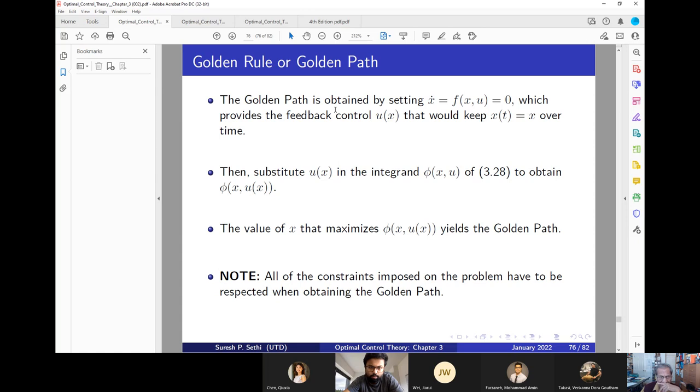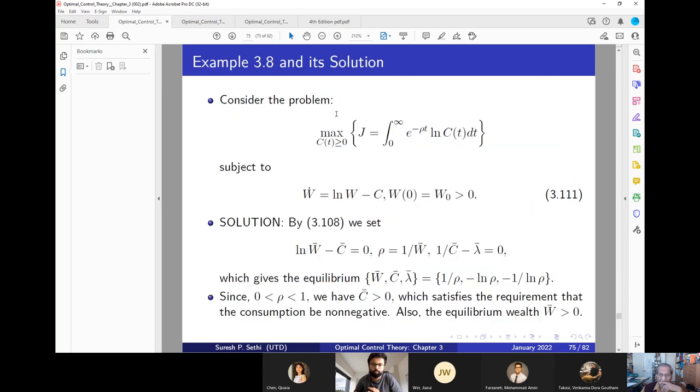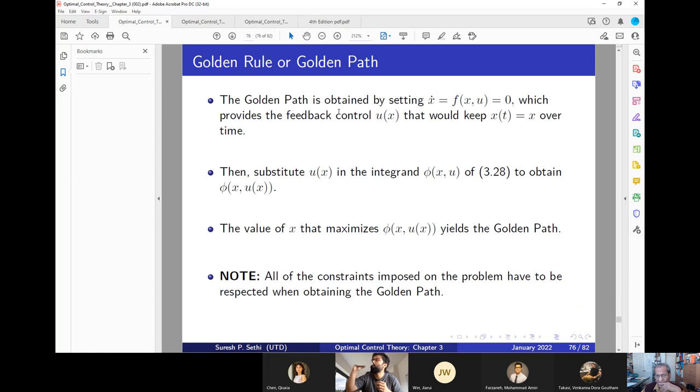There's something called the golden path. Economics is famous for that. The golden path is not the same as the long-run stationary equilibrium. The golden path is a different concept. It says, suppose I am given an initial value X, and I am going to keep that initial value all the way. Which means that I am going to set my control in such a way that I keep X dot zero all the way. So that means the X will also stay the same all the way. So I will keep the initial value.